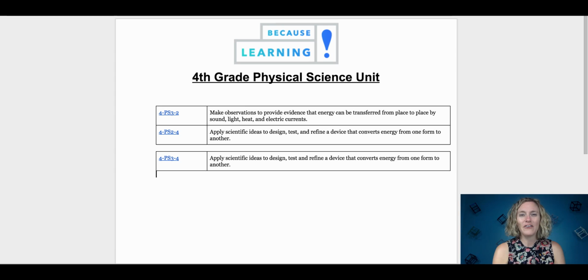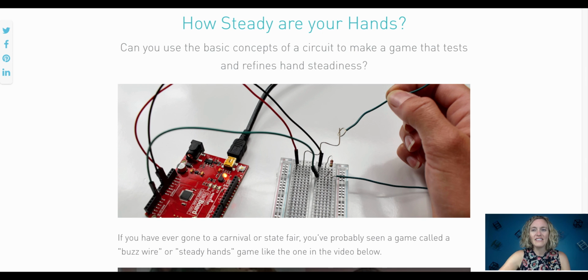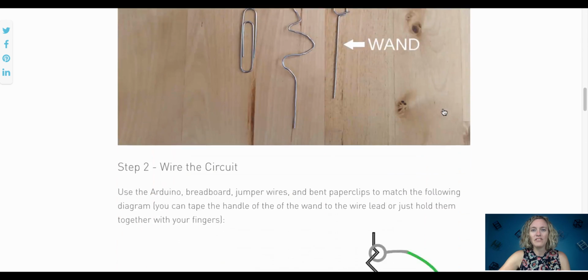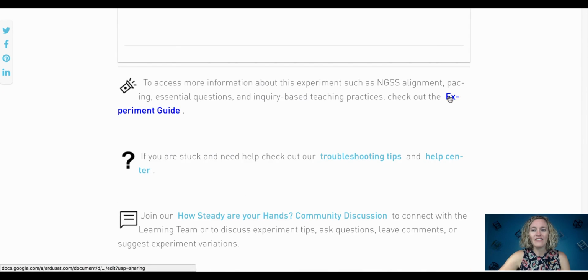I'm here to introduce you to our 4th grade physical science unit. Let's get started. All of our units at Because Learning come aligned with NGSS standards. The 4th grade physical science unit is aligned with the following physical science 4th grade NGSS standards. The NGSS standards can be found at the bottom of each experiment by clicking on the experiment guide.